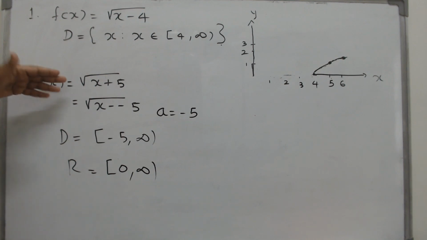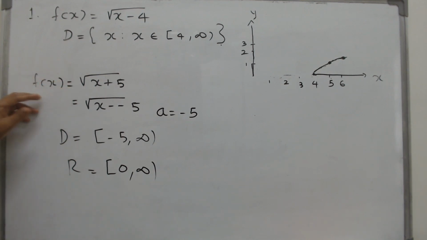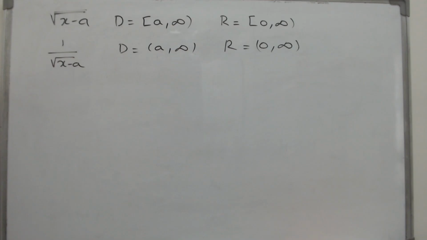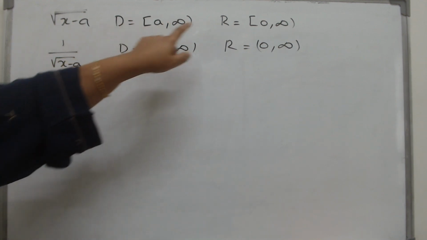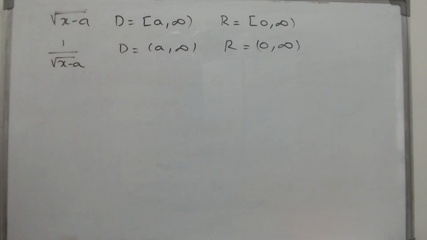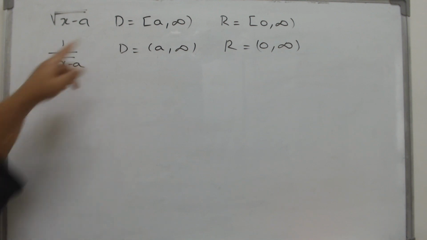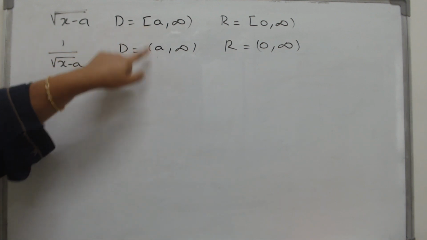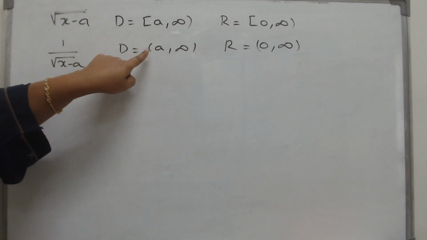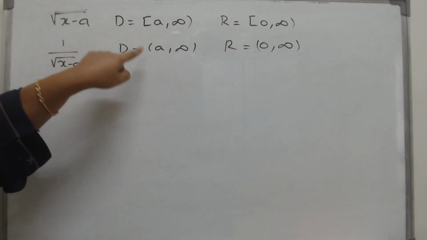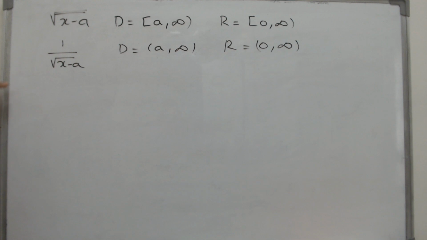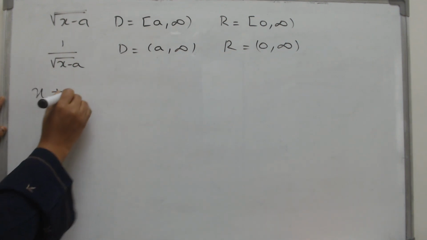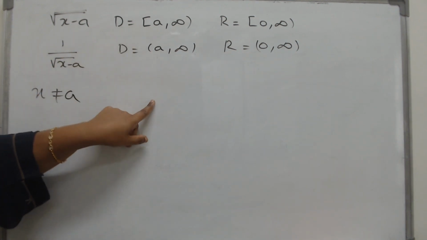Now, what happens if this same expression comes in the denominator? Now the same term, when it comes in the denominator, there is a small change. The domain and the range in both the cases are pretty much the same, except for one very important difference. You see the difference in the intervals? You have a closed interval here, you have an open interval here. That means what? In this case, your x cannot be a. You have to drop that a.